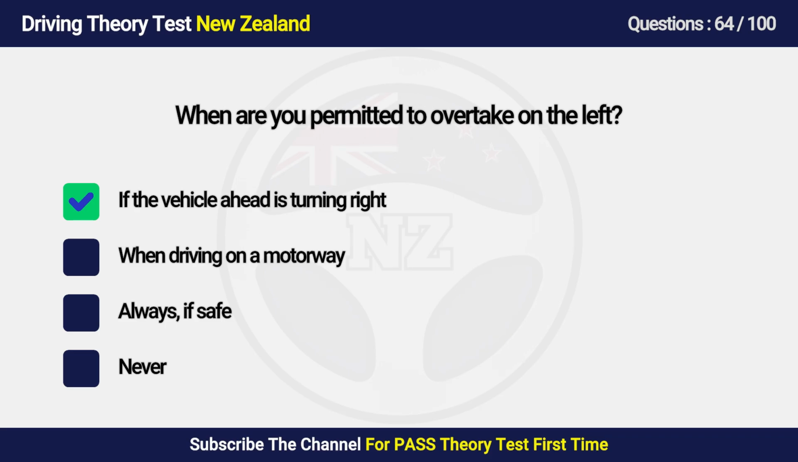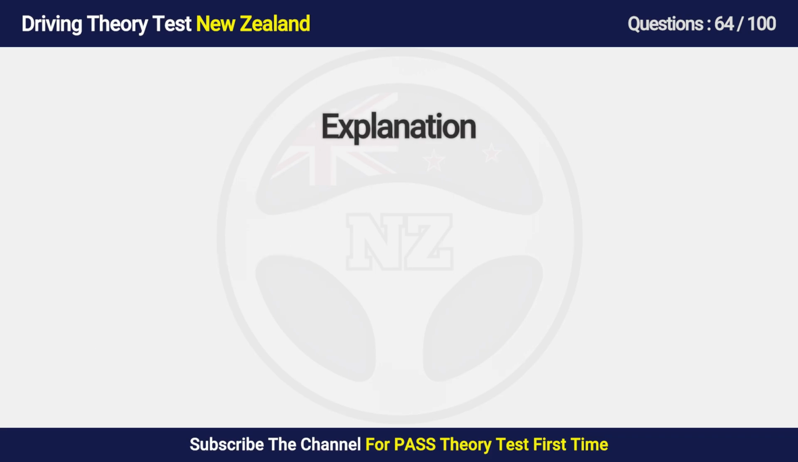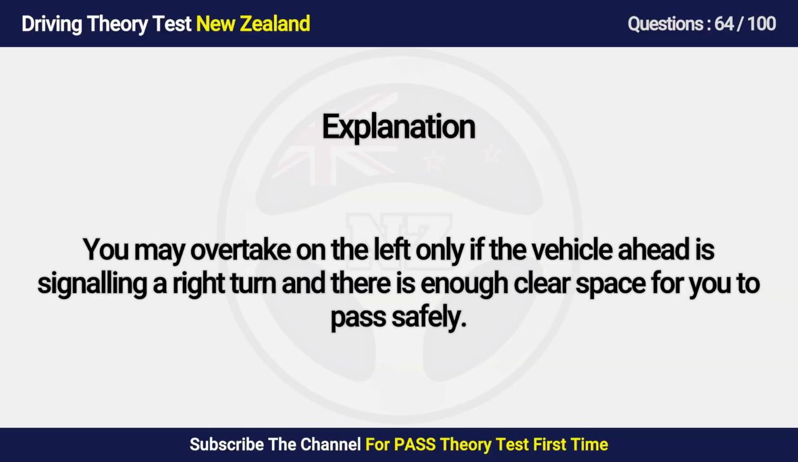Answer is A, if the vehicle ahead is turning right. You may overtake on the left only if the vehicle ahead is signaling a right turn, and there is enough clear space for you to pass safely.